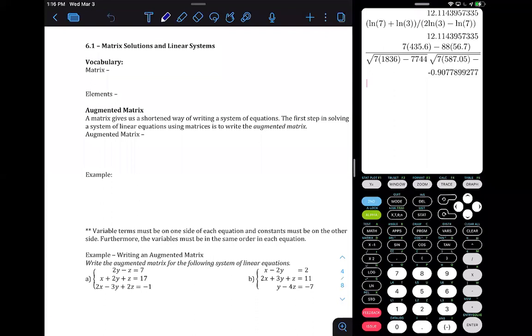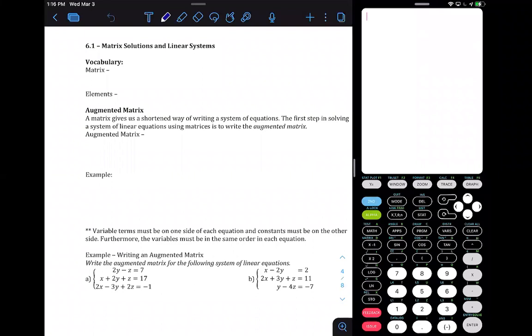We're talking about solving systems using graphing calculators, so using matrices. All right, so a matrix is simply an array of numbers. And the elements of a matrix are, I'm going to say, each number inside a matrix.